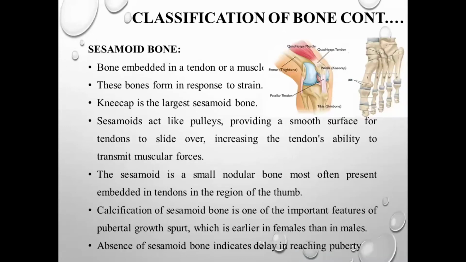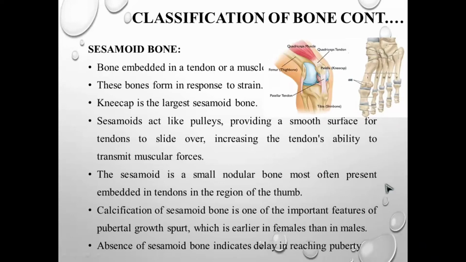Next is the sesamoid bone. Okay, the last bone is the sesamoid bone. It is a bone embedded in a tendon or muscle. These bones form in response to strain. The kneecap is the largest sesamoid bone. So the kneecap, this one, is your sesamoid bone.